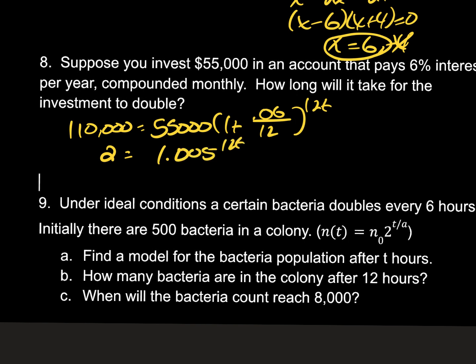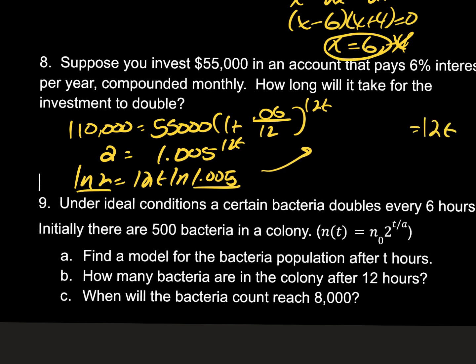And again, to try to find the exponent, I'm going to do log or natural log both sides, and do natural log 2. Exponent in the front over here, natural log 1.005. I'm going to divide both sides. I've got to come over here. I'm out of room. 12t is going to equal, I'm going to divide by natural log 1.005. So I'm punching in natural log 2 divided by natural log 1.005.